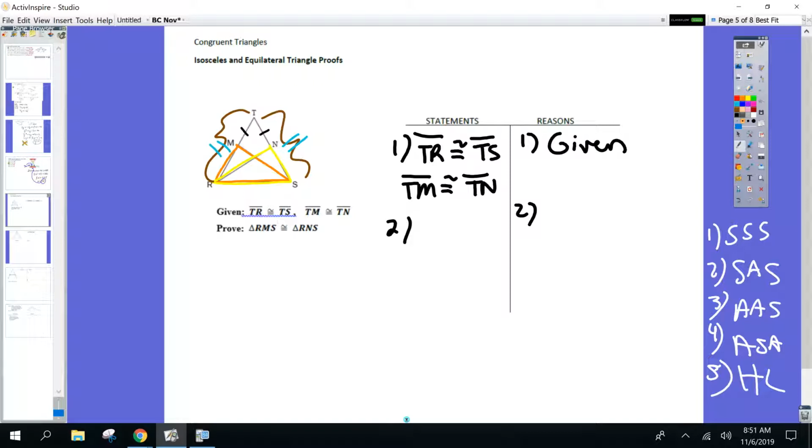I don't feel comfortable doing the numbers because I don't want to make people feel awkward. So do you see any sides or angles I can pull out here? Marlies, what do you have? RS congruent to itself. We can start there. That's a full pair of sides.